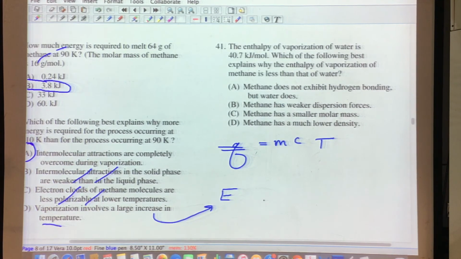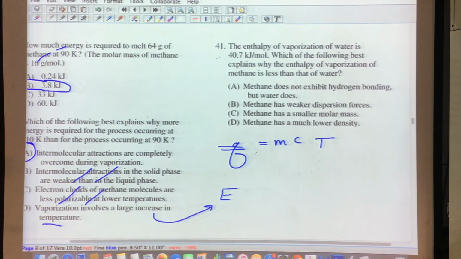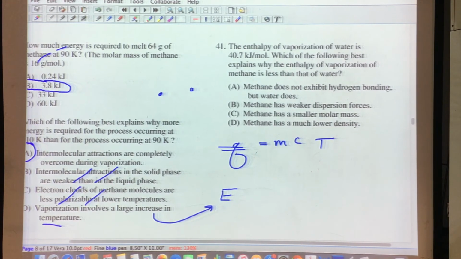Think about it. The enthalpy of vaporization of water, that means the energy required to completely vaporize a mole of water, is 40.7. Which of the following best explains why the enthalpy of vaporization of methane is less than water? Well, why would it be lower? Because it's easier to separate methane. Its intermolecular forces are not as strong, so it takes less energy.